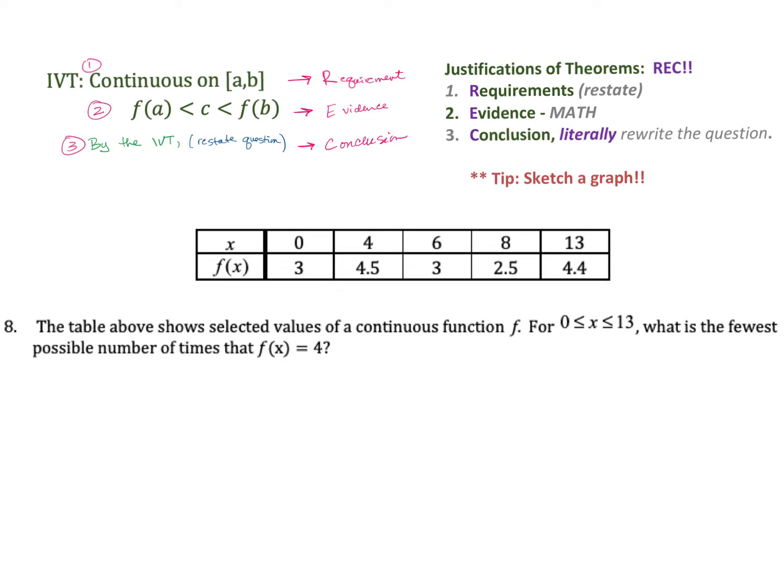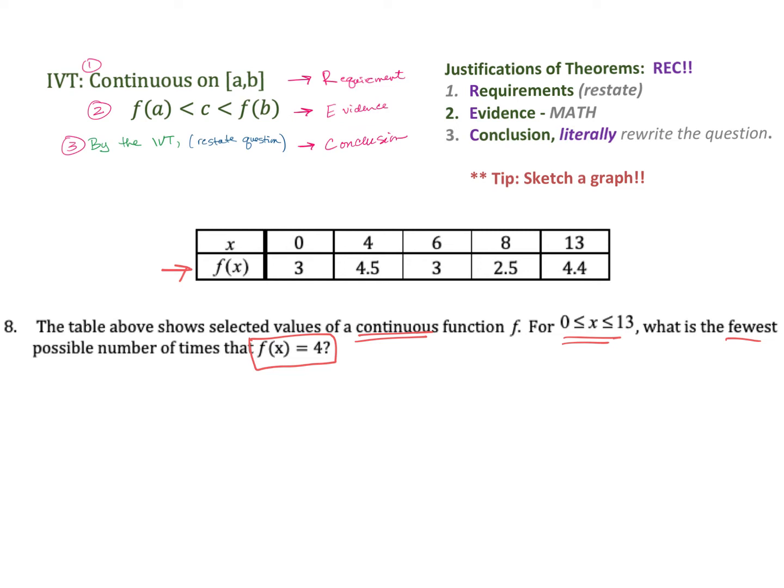And on this problem, it's asking, the above table shows selected values of a continuous function between 0 and 13. On this interval, what is the fewest possible number of times that f of x equals 4? So we're looking at f of x, those are the y values, and we want to see when they're equal to 4. First of all, if I want, I can just look at the table. Since it's a continuous function, the IVT is going to apply.